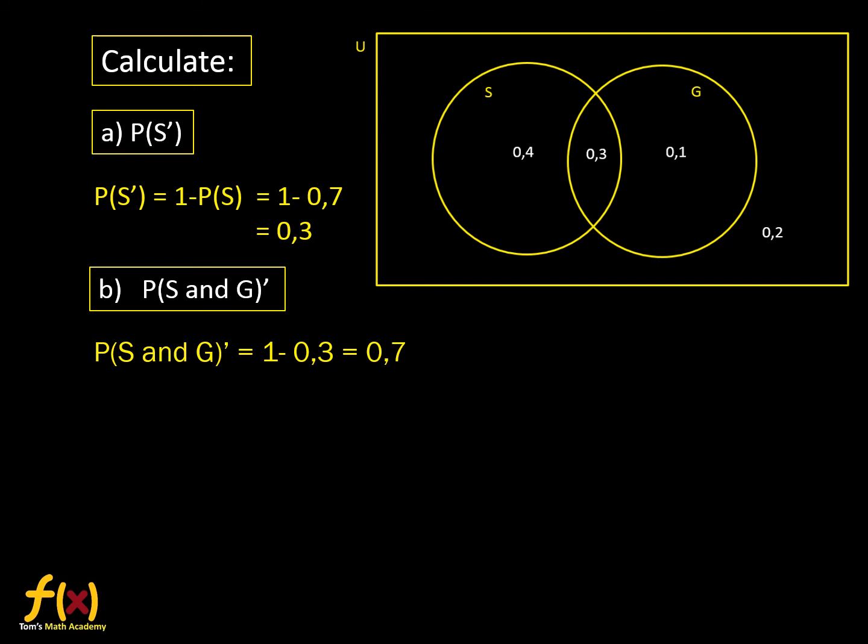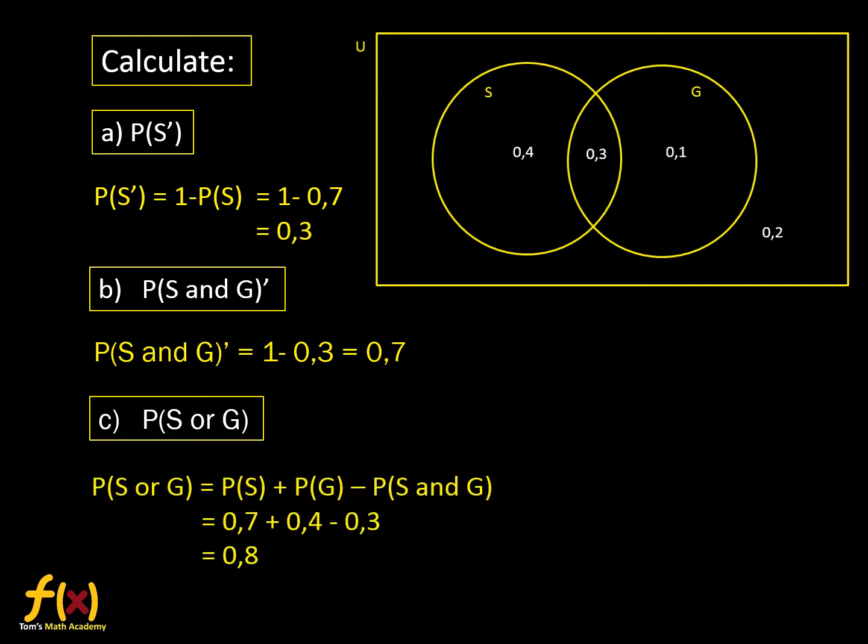Now the question, probability of S or G. S or G, okay? You can say S plus G. So what is the formula we use? The sum rule. Probability of S or G is equal to 0,7 plus 0,4 minus 0,3, which gives us 0,8. Even if you add all the others, 0,4, 0,3, 0,1, you will get 0,8. So that is the topic.